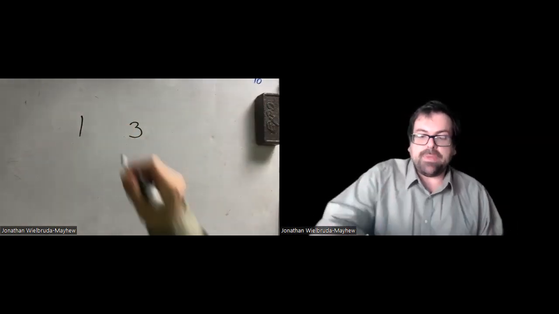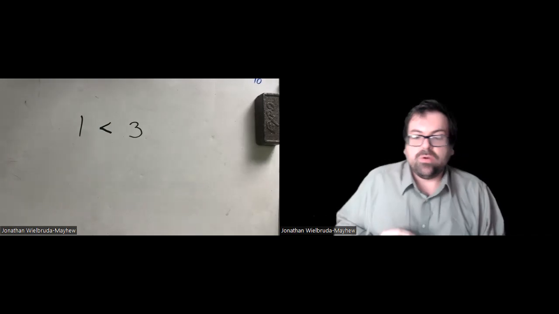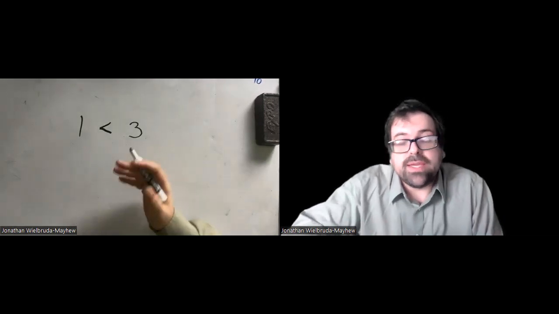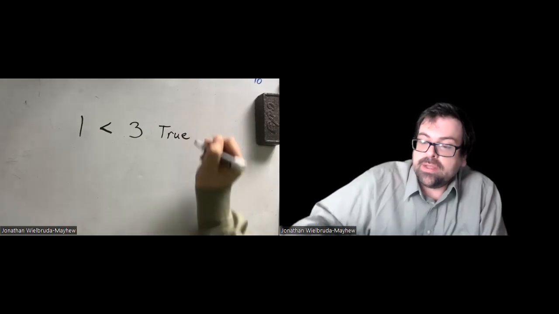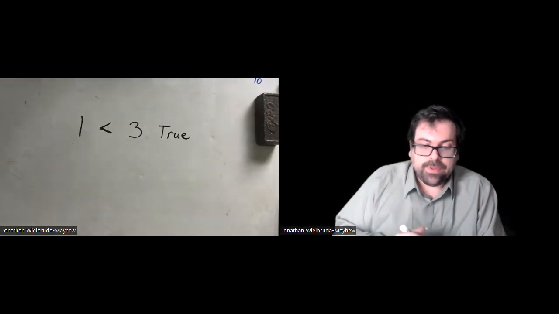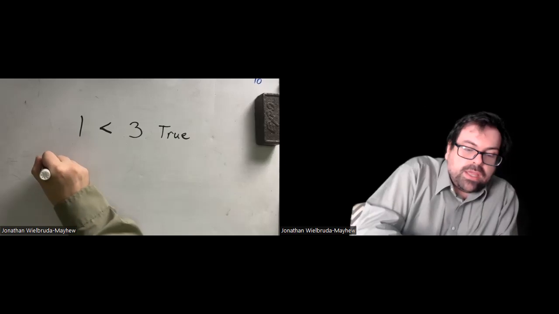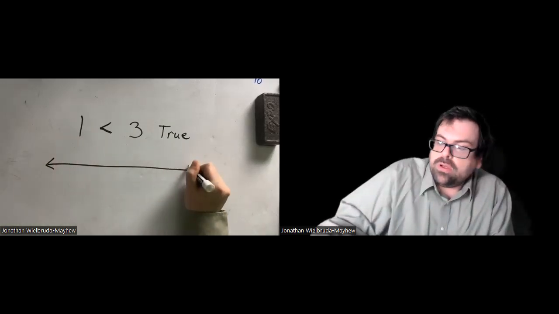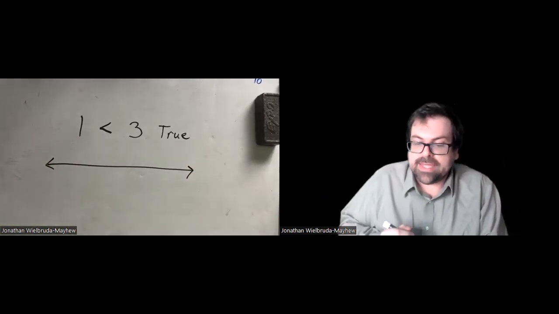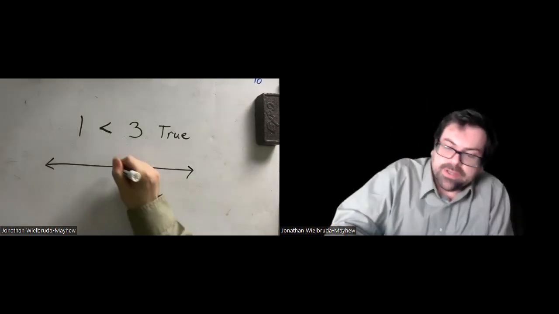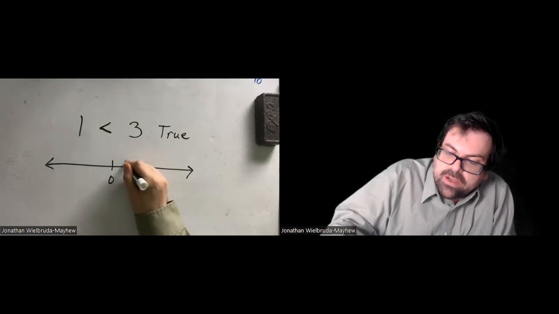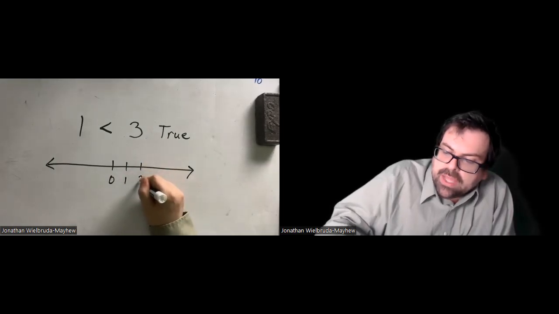If we have a statement such that 1 is less than 3, we can say whether it's true or false, and 1 is less than 3 is true. A reason that we know that 1 is less than 3, assuming we knew nothing else about numbers, would be this thing called the number line.